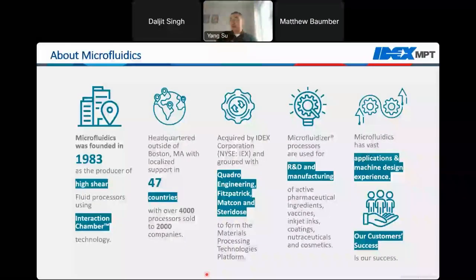Our technology is very versatile and can be used for many different industries, including pharmaceutical, cosmetics, nutraceutical, as well as chemical industries, for various types of applications and products. We have systems that cover everything from development all the way to manufacturing. With our vast applications and machine design experience, we are able to tailor our design and solution to meet each one of our customers' requirements, because we believe our customers' success is our success.